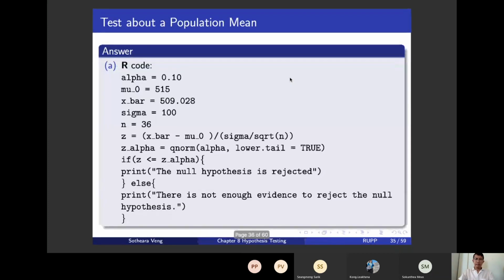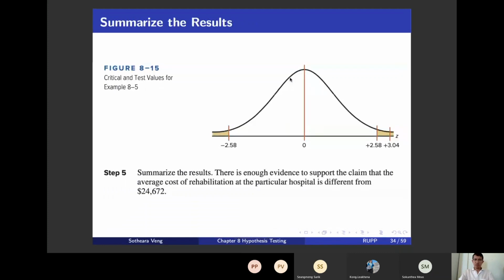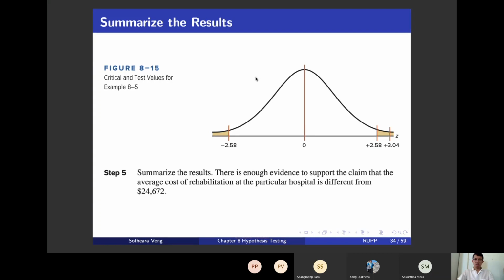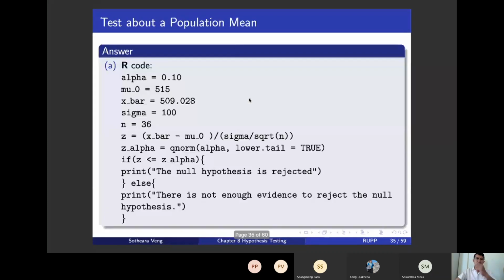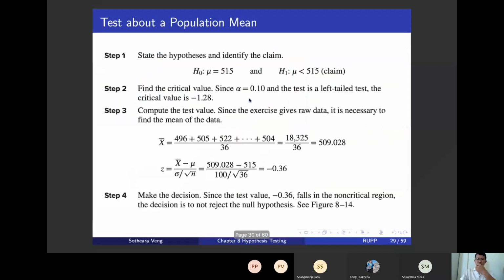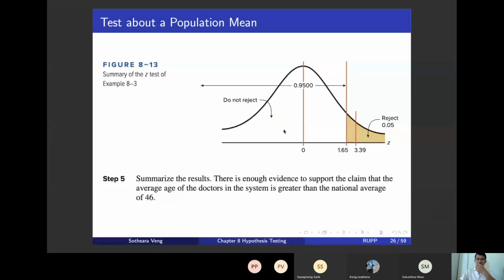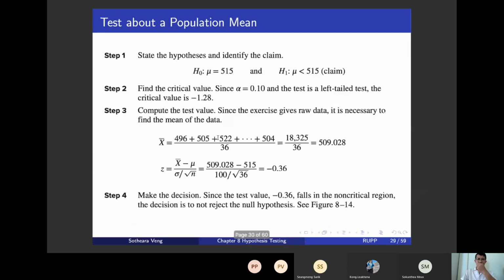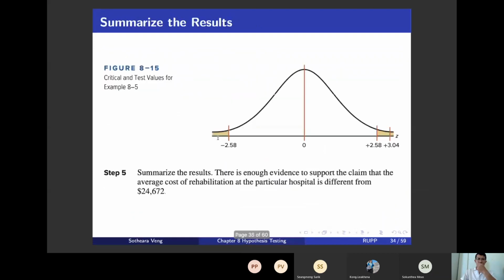Okay, here is the code for the first example, which is this one. I just summarize all the amounts related to this one, and then I can come up with this R code.